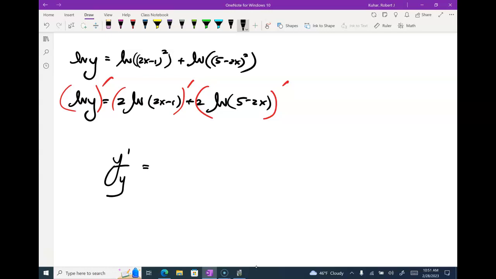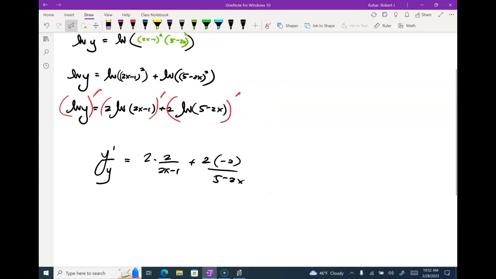On the right side, first part, 2 times what? 2 over 2x minus 1, right? Derivative of the inside over the inside, yes? Plus 2 times what? Good, negative 2 over 5 minus 2x. Derivative of the inside over the inside. And there was a coefficient out front. Let the coefficient go for the ride, right? So look at this. It looks like I have y prime equals y times 4 over 2x minus 1 minus 4 over 5 minus 2x.